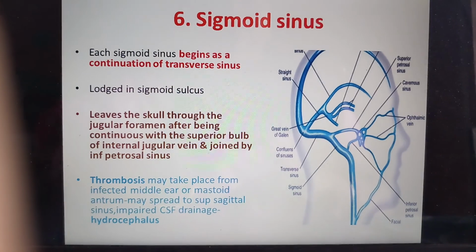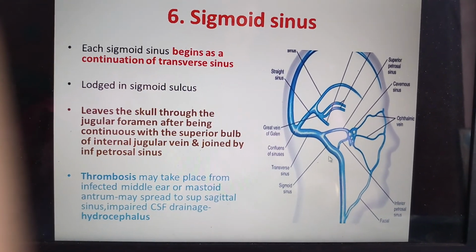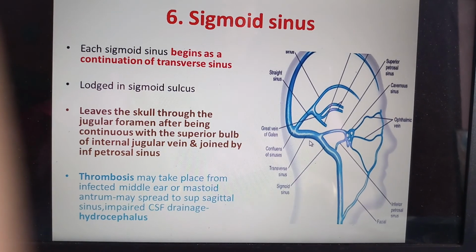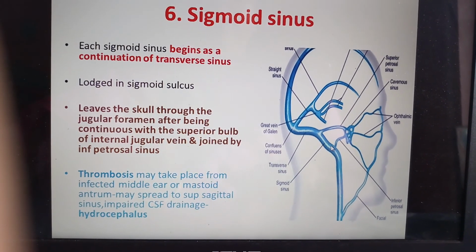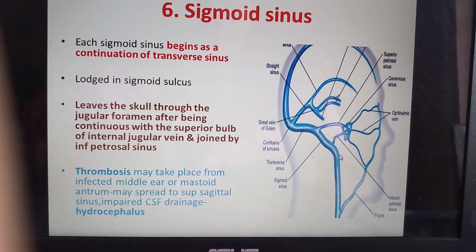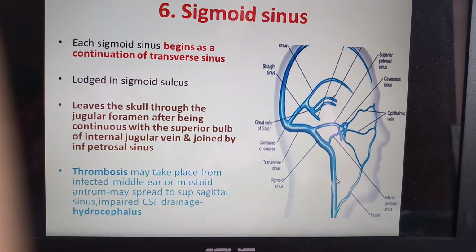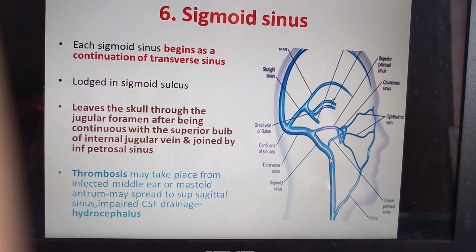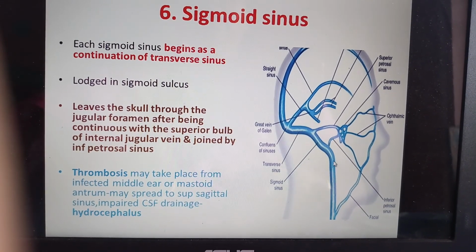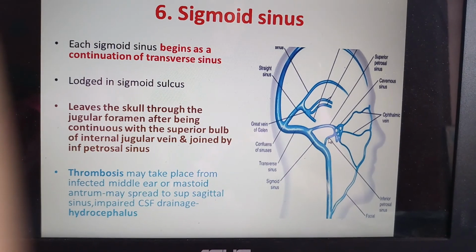Next we will discuss the sigmoid sinus. This is the sigmoid sinus. It begins as a continuation of the transverse sinus and it is lodged in the sigmoid sulcus. It leaves the skull through the jugular foramen and becomes continuous with the superior bulb of the internal jugular vein, and in this process it is also joined by the inferior petrosal sinus.